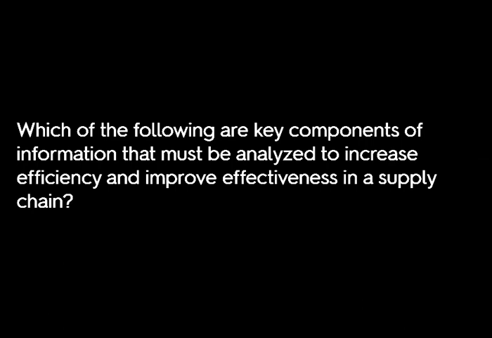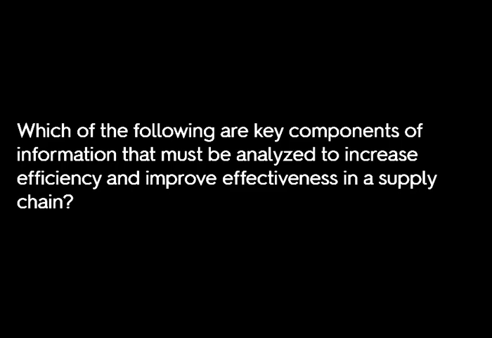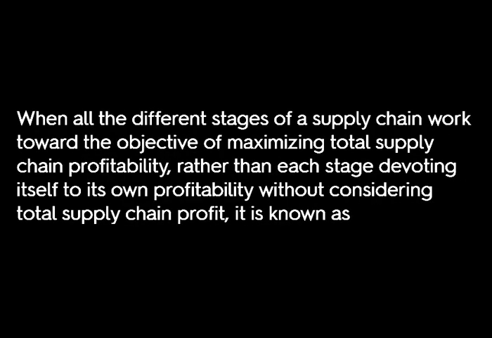Which of the following are key components of information that must be analyzed to increase efficiency and improve effectiveness in a supply chain? Forecasting and aggregate planning. When all the different stages of a supply chain work toward the objective of maximizing total supply chain profitability rather than each stage devoting itself to its own profitability without considering total supply chain profit, it is known as supply chain coordination.